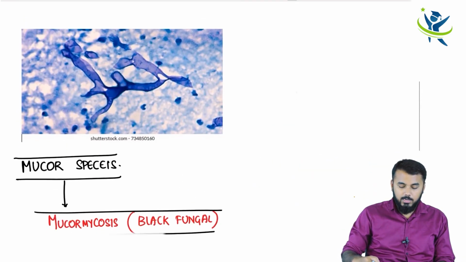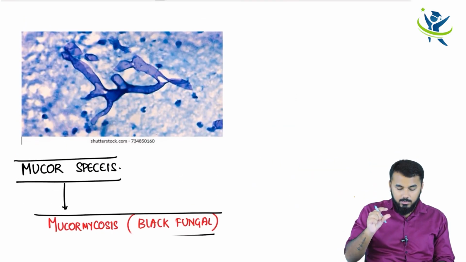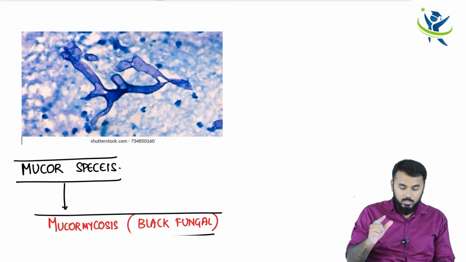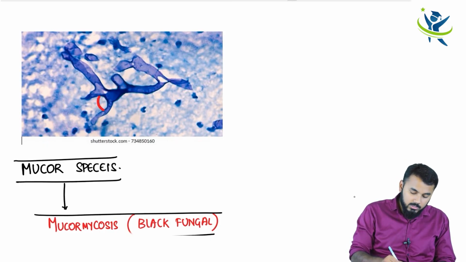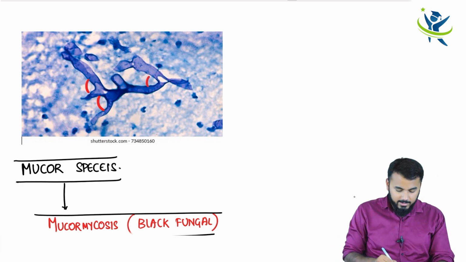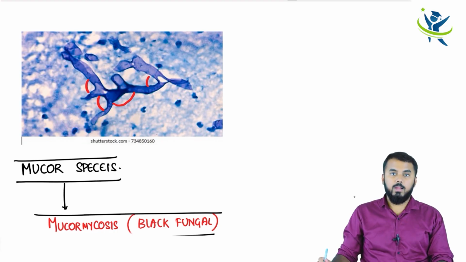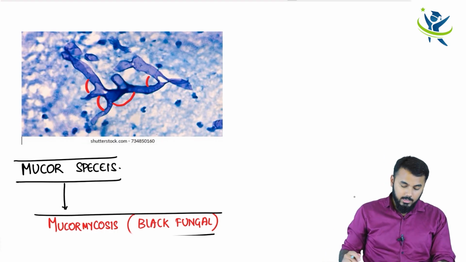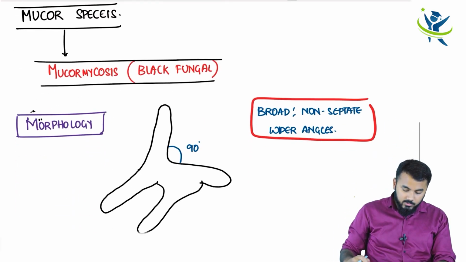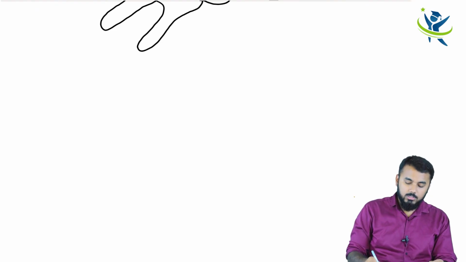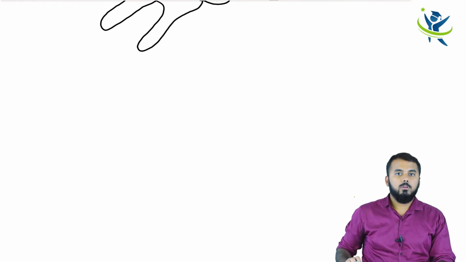Look at this picture. These hyphae are thick, right? Broad, very broad, thick. And look at the branching. You see this branching over here. They are almost branched at wider angles. And they have no septa in between. Do you find any septa partition in between? No. Right. The disease which is caused by this Mucor species is called mucormycosis.